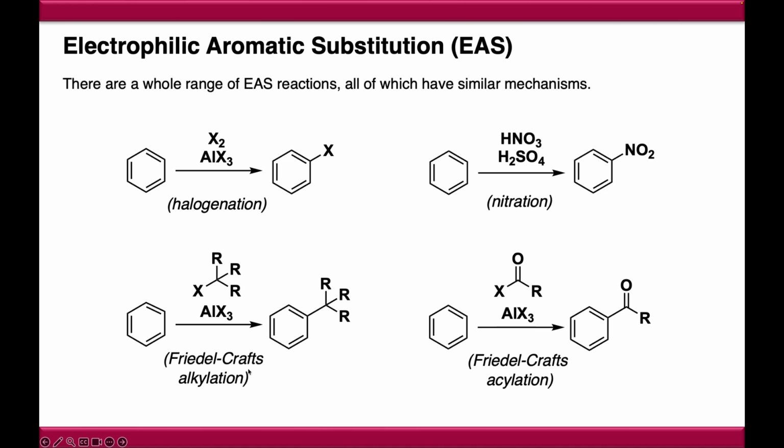And then there's 2 Friedel-Crafts reactions. So Friedel-Crafts alkylation is basically an alkyl halide with the same sort of Lewis acidic catalyst. And Friedel-Crafts acylation is an acyl halide or an acid halide with, again, the same catalyst. So we'll do lots of examples with these in our sessions together.